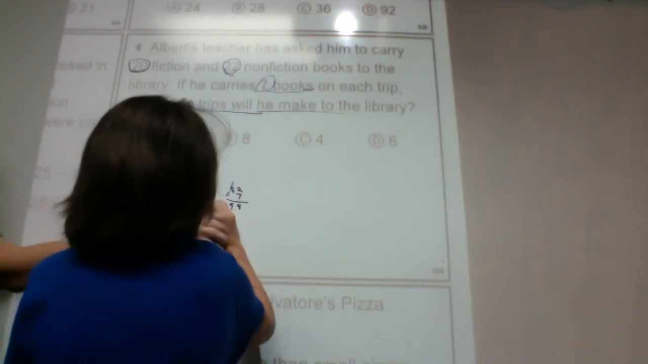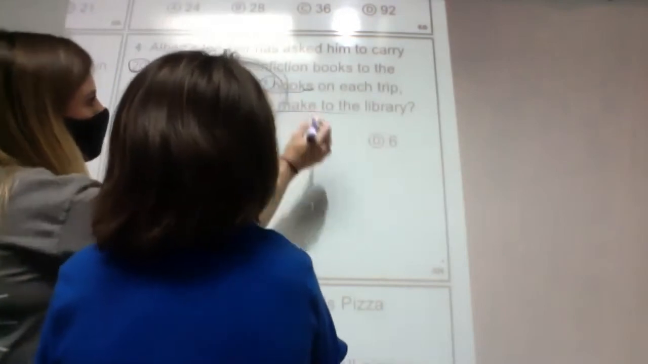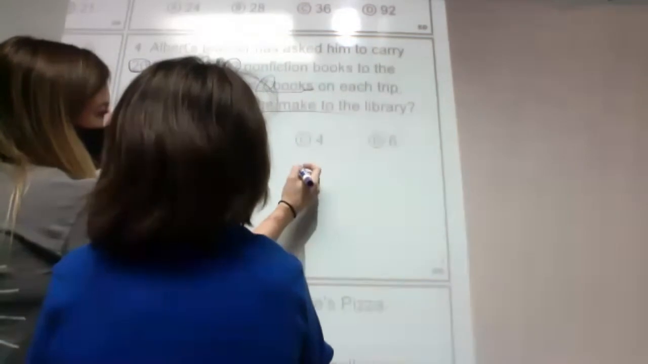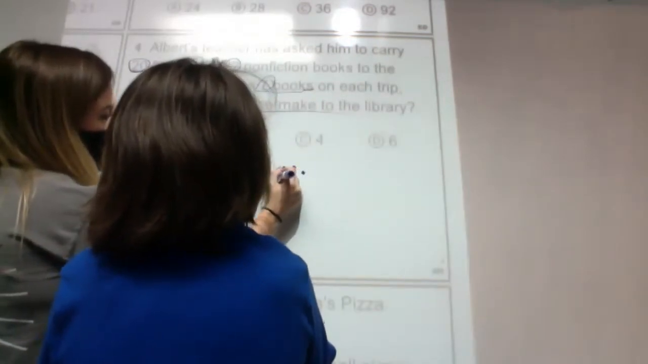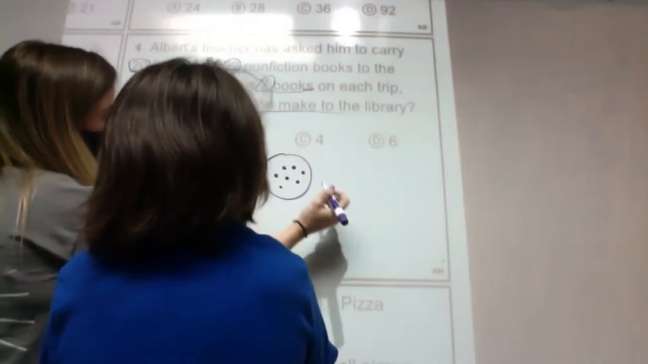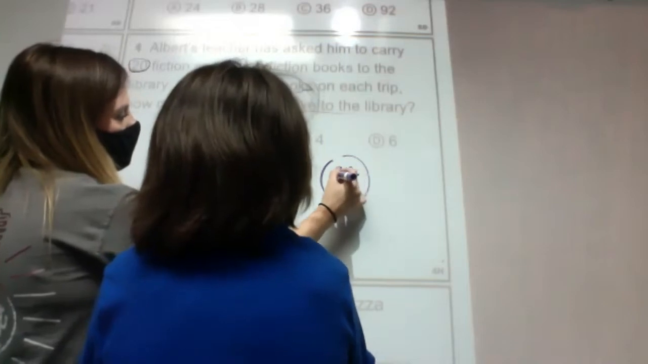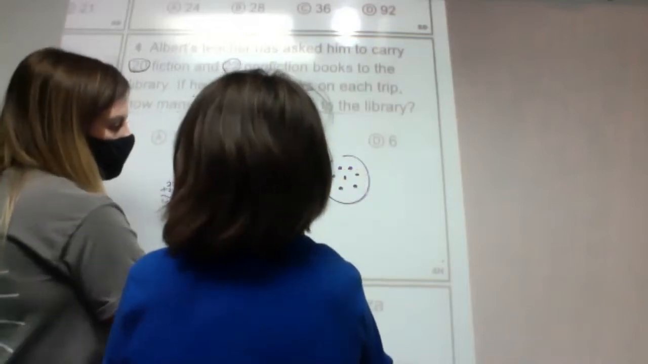Okay, let's try it this way. We know he's going to carry 7 books on each trip, right? So let's see how many groups of 7 we can do. 1, 2, 3, 4, 5, 6, 7. That's one group, right? 1, 2, 3, 4, 5, 6, 7. What's 7 plus 7? 14. Okay, let's do another one.